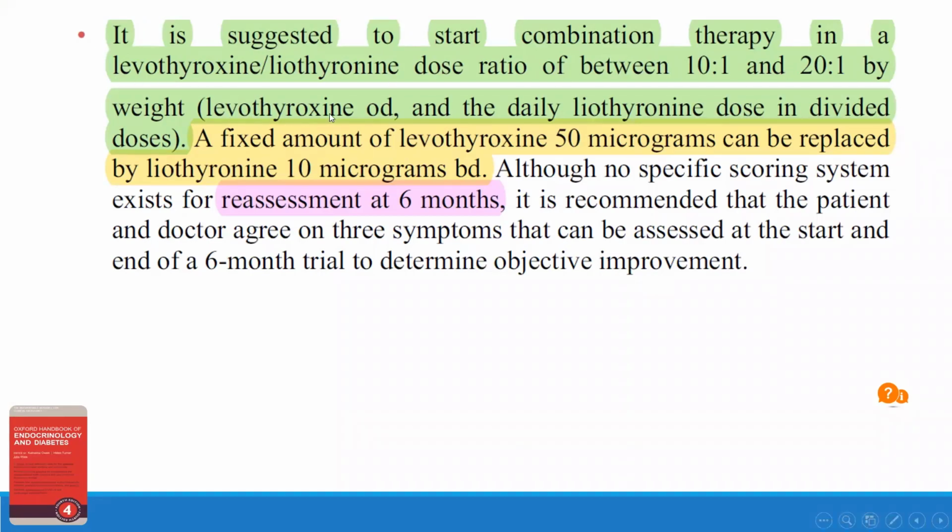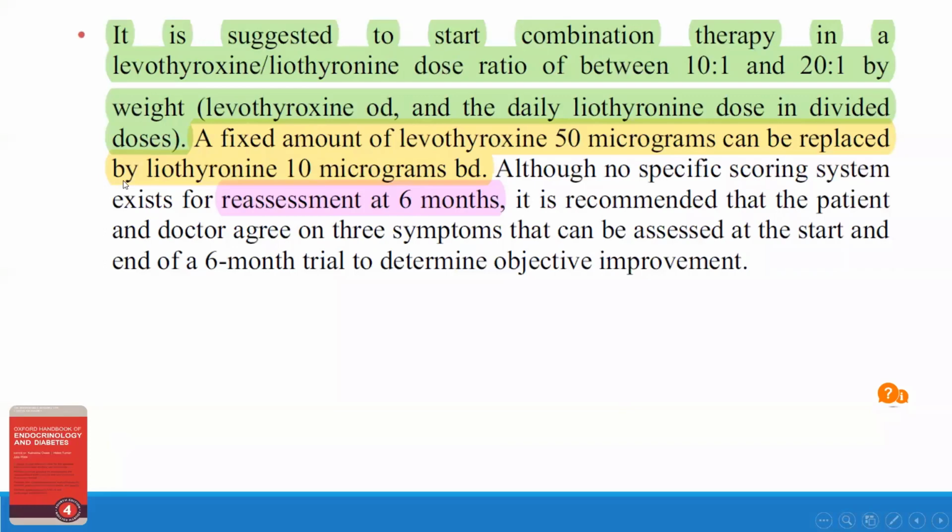By weight, levothyroxine is given once daily, and liothyronine is given in divided doses. A fixed amount of levothyroxine is the most practical dosage to be used. Levothyroxine 50 microgram is replaced by 10 microgram liothyronine. So in this situation, the dosage ratio is 5 to 1, or 10 to 2. This is a 5 to 1, and this is not the recommendation by the guideline. And we should reassess.